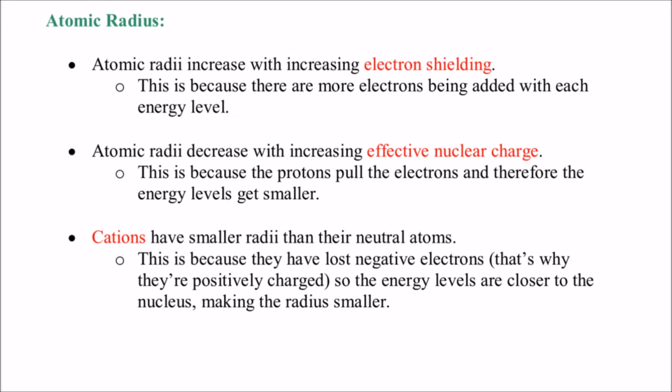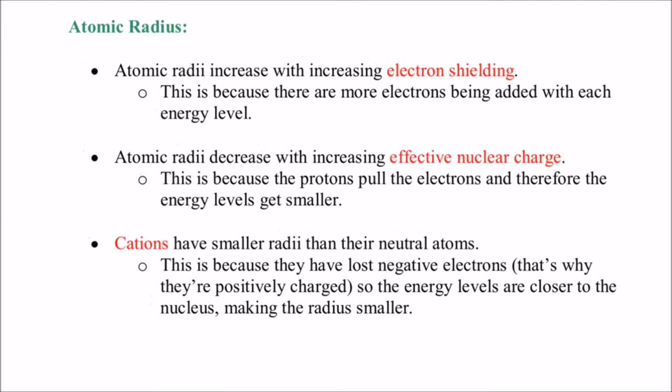Alright? So let's start talking about how we apply effective nuclear charge and electron shielding to our periodic trends. There are 3 periodic trends you're going to have to know. The first periodic trend is going to be atomic radius. Okay, that's the first one we care about.